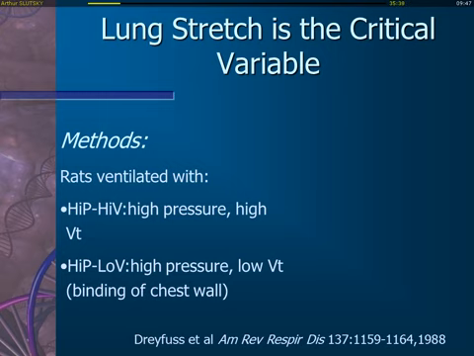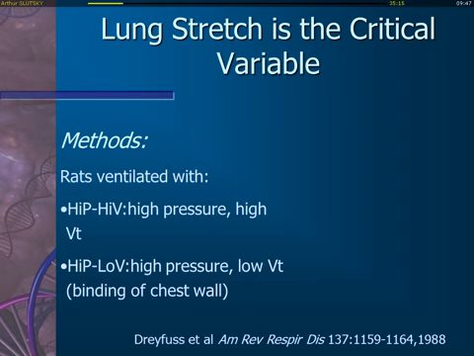So what they did was they took rats and ventilated them with high pressure and high volume. By that I mean relatively high tidal volumes that led to high pressures in the lung, leading to overdistension. They had a second group in which they put a band around the chest wall to stop the lung from expanding very much, but generated the same airway pressure in the lung.